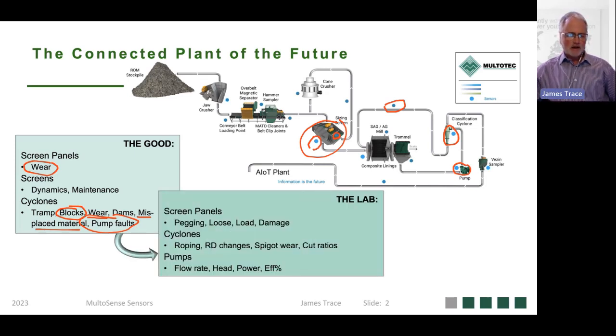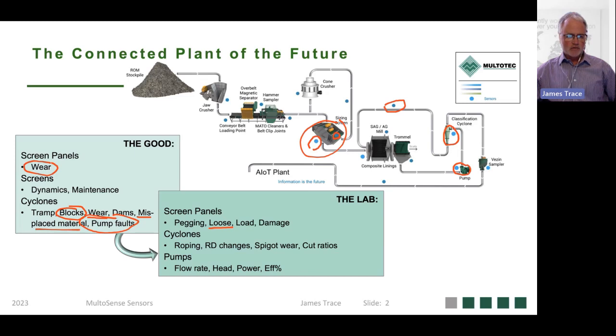The stuff that we have proven in the lab is numerous. So we've done pegging in the lab on a simulated screen. We've done loose panels. This is a very interesting one where panels come loose. We can detect that pretty easily. We haven't yet had a panel come loose in the field, so I can't move that into the good, but we would be able to see that.